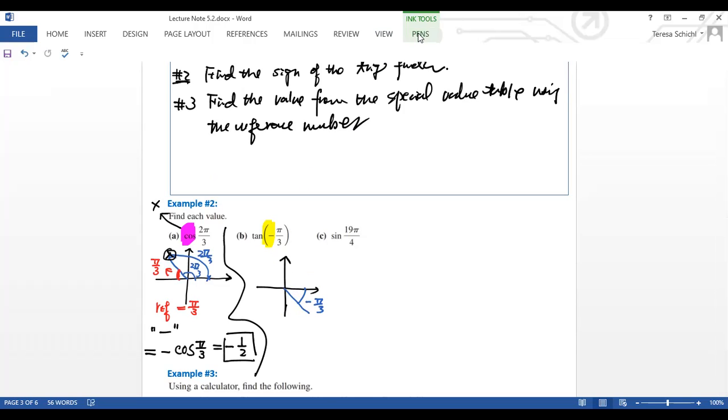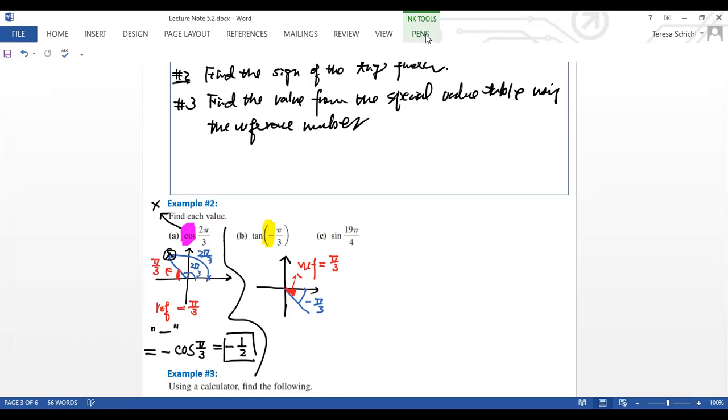So pi over 3 is the terminal side with the x-axis, so this is your reference angle. Your reference number is also pi over 3. The reference angle is always determined by the terminal side and the x-axis.